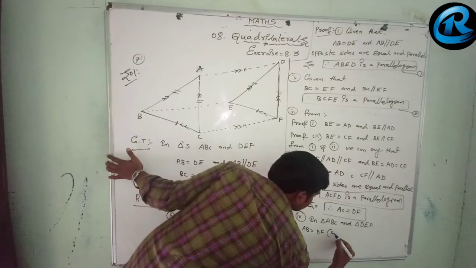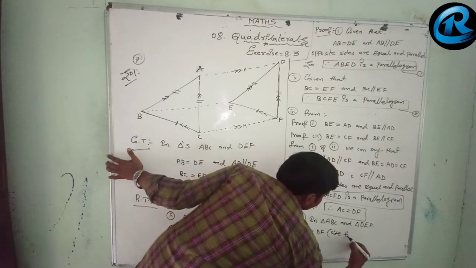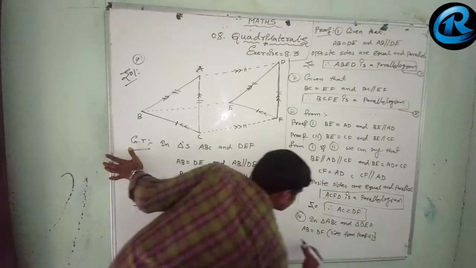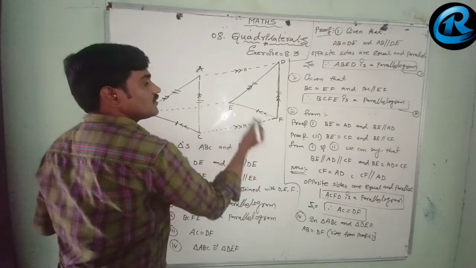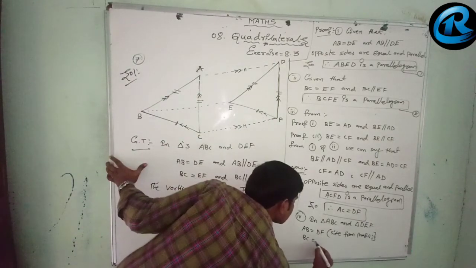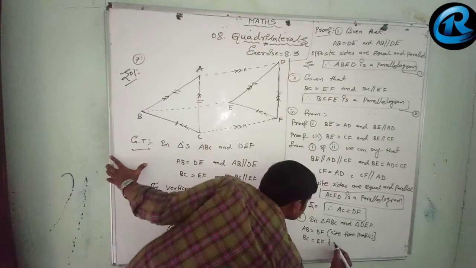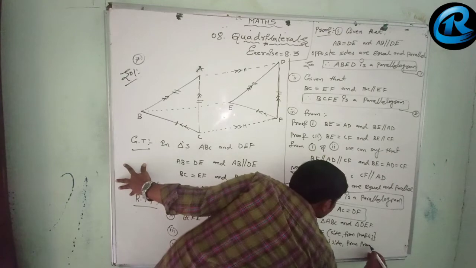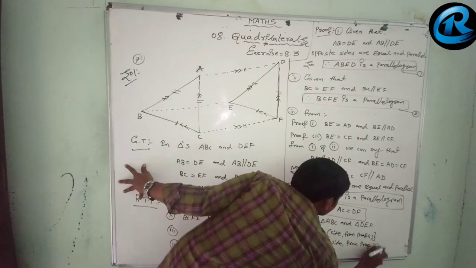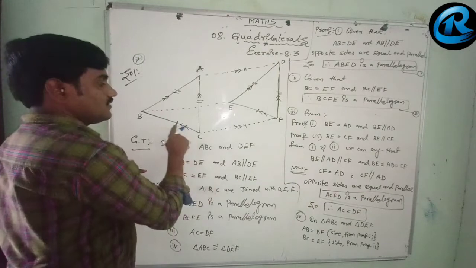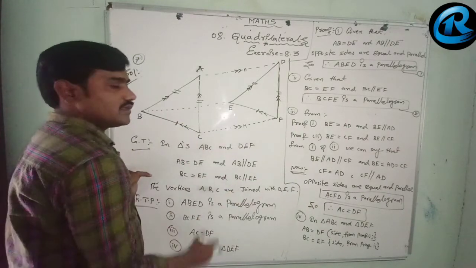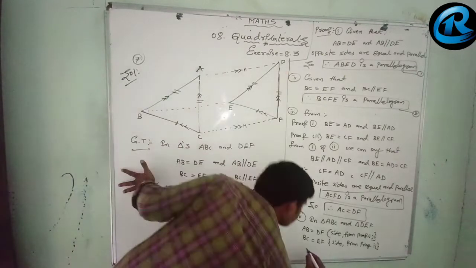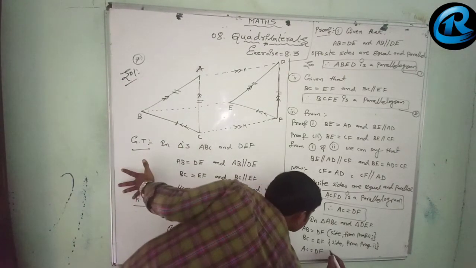This is a side from proof number 1. Again, BC equal to EF. This is also a side, from proof number 2. These two sides are equal and parallel, they are given actually. Then the third one, AC is equal to DF.